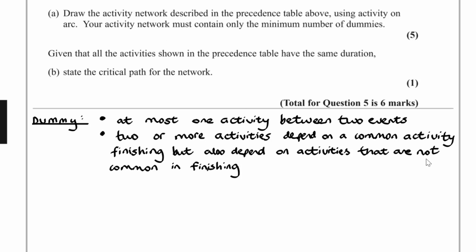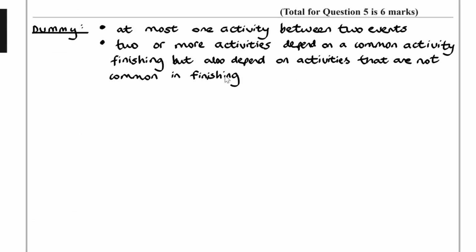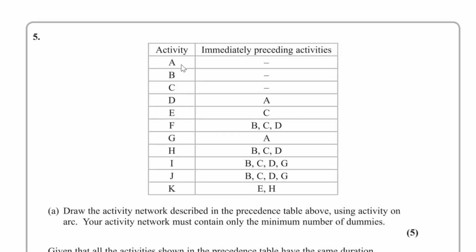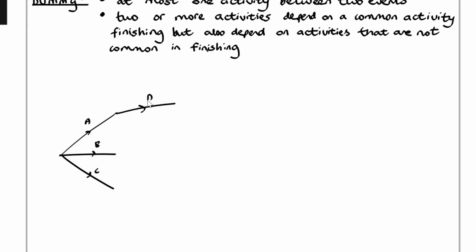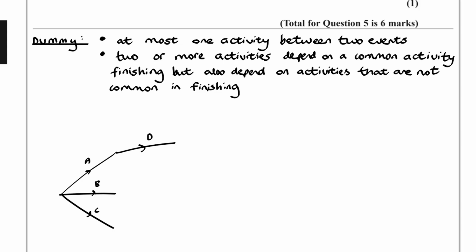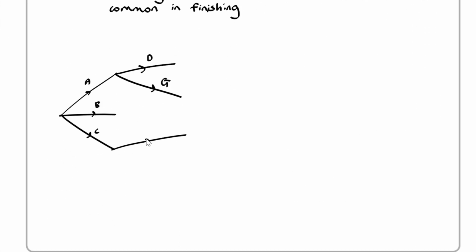Okay, so with that, let's begin. Now we've got A, B and C which depend on nothing. So they start off from our source. Now I recommend just quickly sketching everything first and then copying everything out neatly. So that's A, B and C done. Tick as you go along. You've got D which depends on A, and you've got also G which depends on A. Okay, so G goes over here. And you've got E which depends on C, so we've got E over here.